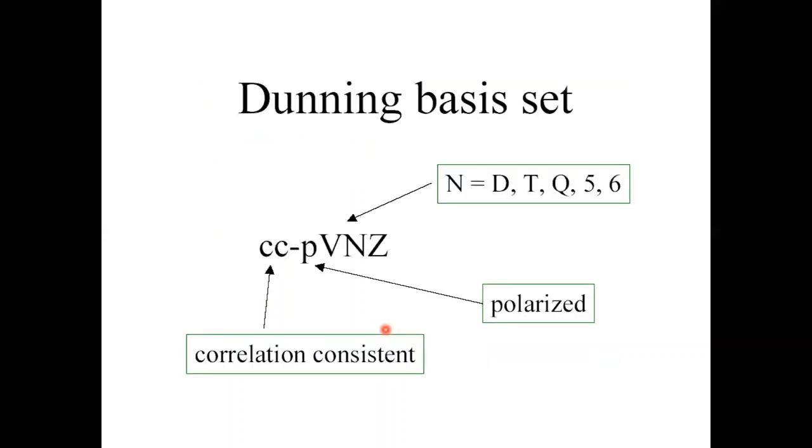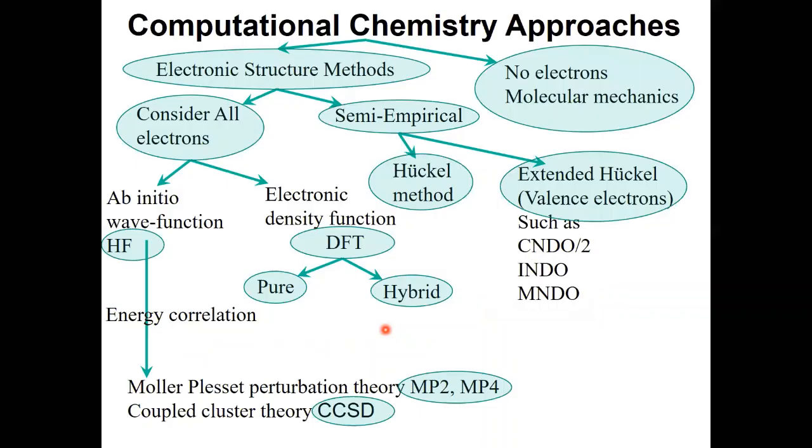Dunning basis set is also a type of basis set that we usually don't use so much. It is correlation consistent, which means correlation is embedded inside it, and P means it's also polarized, and it can be double, triple, quadruple zeta, and so on. This is also one type of the basis set. We will not go into the details of these basis sets.